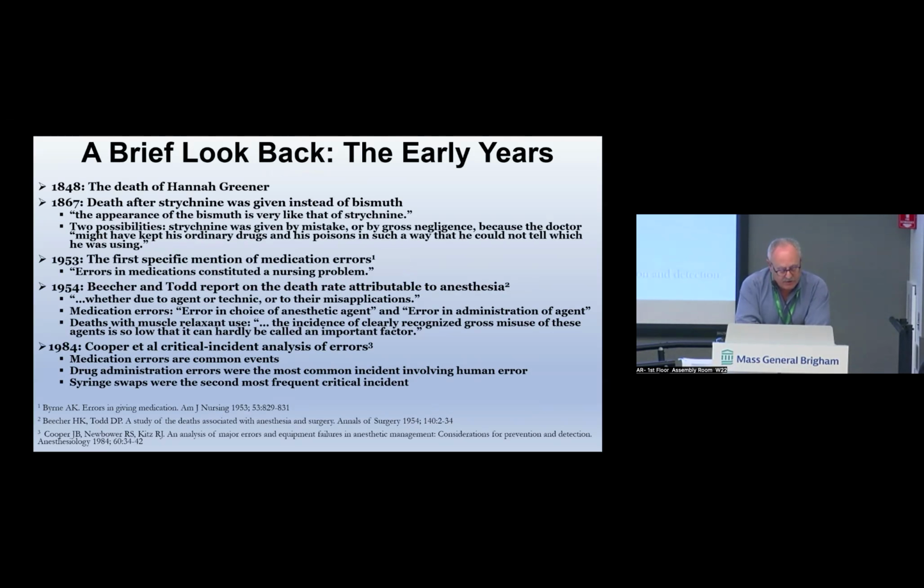20 years later, there was a medication-related death that was brought before the courts in England. And during the inquest, the doctor explained that the appearances of bismuth, the intended medication, and strychnine are similar. And the judge outlined two possibilities. One, that the poison had been administered by mistake, or two, that there had been gross negligence because the doctor's drugs and poisons might have been kept in such a way that he could not tell which he was using. I think this is a medication swap and probably occurred because the medications were not labeled.